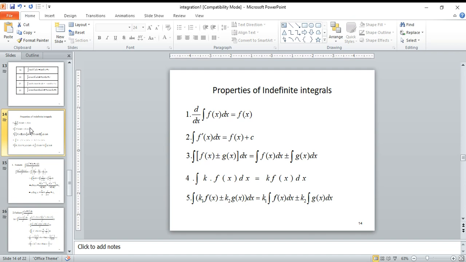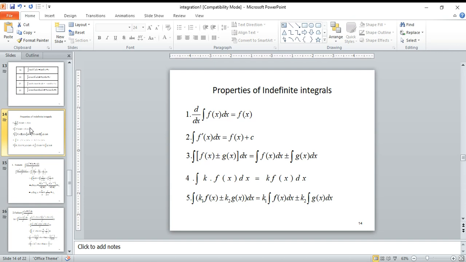Integration f dash of x dx equals derivative. f dash means derivative. Derivative and integration cancel. That equals f of x plus c. Integration f of x plus g of x dx equals, so split in two parts, integration f of x dx plus or minus integration g of x dx. There is no change. Integration constant k into f of x dx equals k into integration f of x dx.